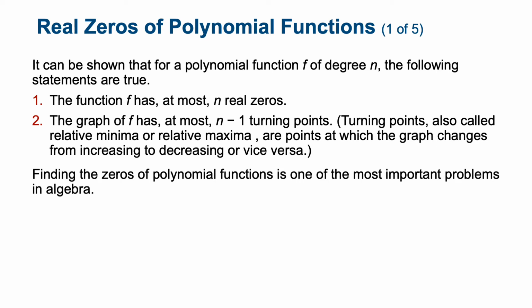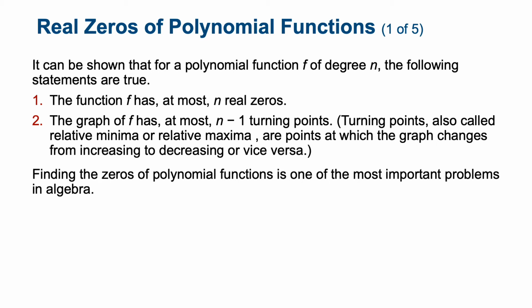So let's see here. If we have a polynomial function of nth degree, we can say the following things. The function has at most n real zeros, and the graph of f has at most n minus 1 turning points.